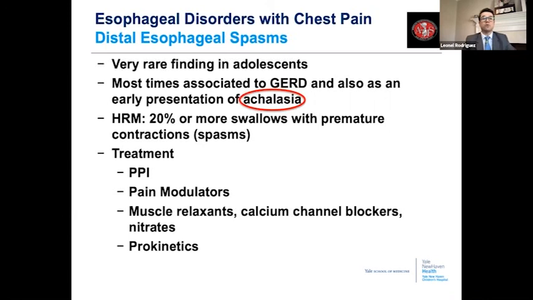Probably the most important aspect of this disorder in pediatrics is the fact that it could be an early presentation of achalasia. So it is important to make the family and the patient aware of this so they're not lost to follow-up.